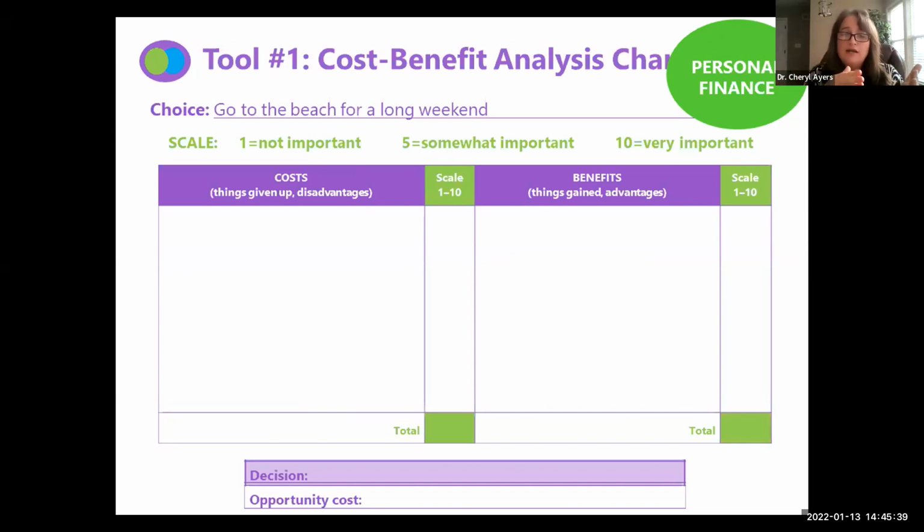So I'm going to say 1 means that that cost or benefit is not important. If I give it a 10, that means that is very important to me personally. And I want to say this. You do a cost-benefit analysis probably 1,000 times a day. You have little T-charts going off in your brain constantly. You just don't sit down and write it out like we're getting ready to do.